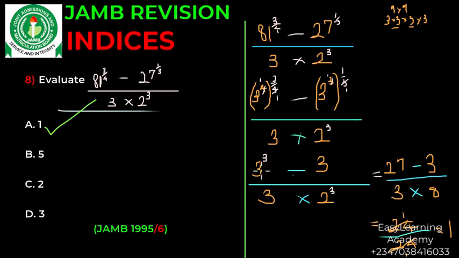We now solve it out. 3 raised to the power of 3 gave us 27, and then minus 3 remains here. Now 3 times 2 raised to the power of 3 gave us 8. Now 24 all over 24, dividing that gave us 1. So solving this out, checking our options, A was the correct option.